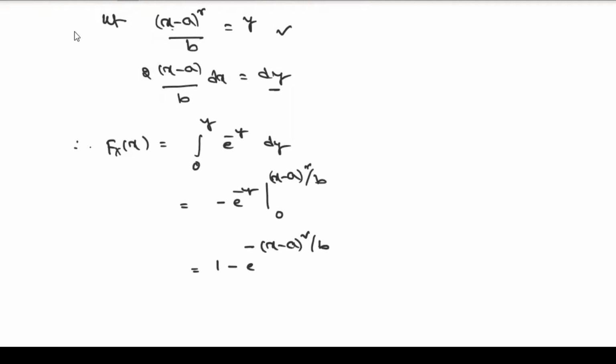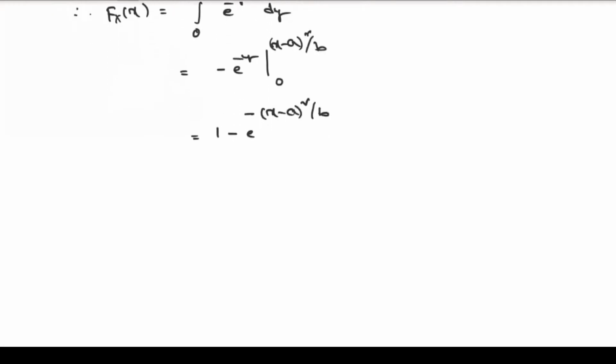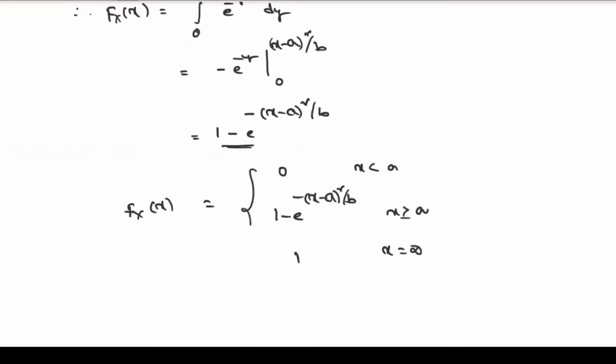Then the final expression for this F_X(x) for different conditions is taken as we discussed in the previous video. The value of the distribution function is 0 for x less than a. If you substitute x equal to a in this expression, you get this condition. Then 1 - e^(-(x - a)^2 / b) for x greater than or equal to a, and 1 for x equal to infinity.